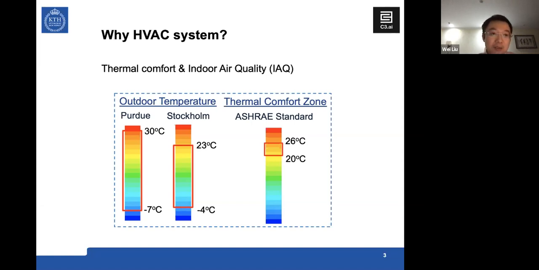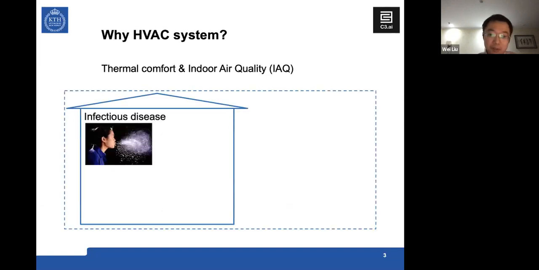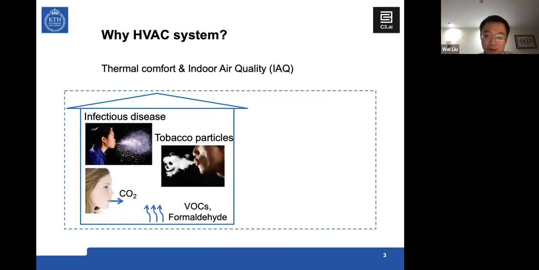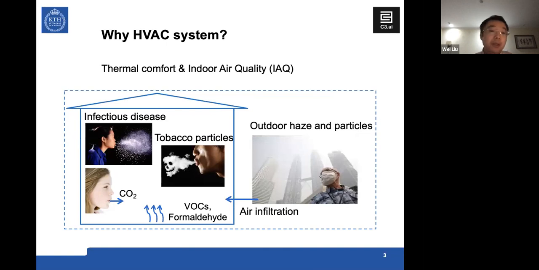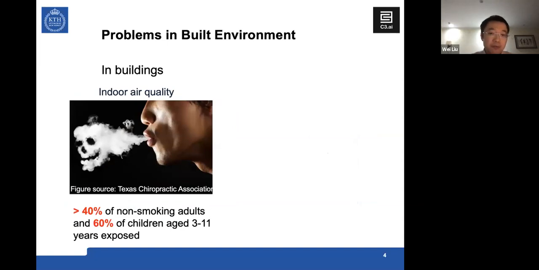On the other hand, as to indoor air quality, there are infectious disease, particles, CO2, VOC, as well as particle transport from the outdoor to the indoor environment. The HVAC system supplies air to dilute or remove those contaminants. But even with the HVAC system, there are multiple problems in the current built environment.